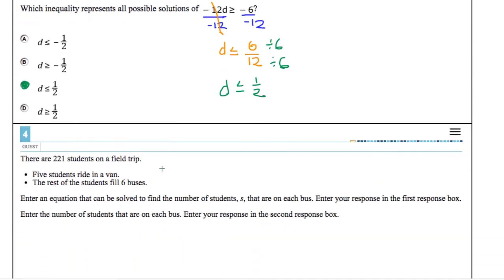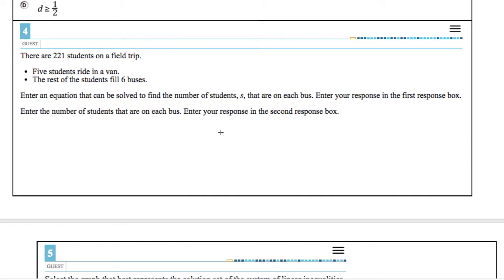Alright, so we're on to number 4. Again, pause the video, try this one out on your own, and then unpause the video. Alright, so there are 221 students on the field trip, and so there are 5 students that are riding in the van. So this is like a constant, so there's 5 here. 5 students on a van, and then the rest on the buses. So I basically just subtract the 5 and then figure out how many to fill on those 6 buses. That's the general idea for this one.